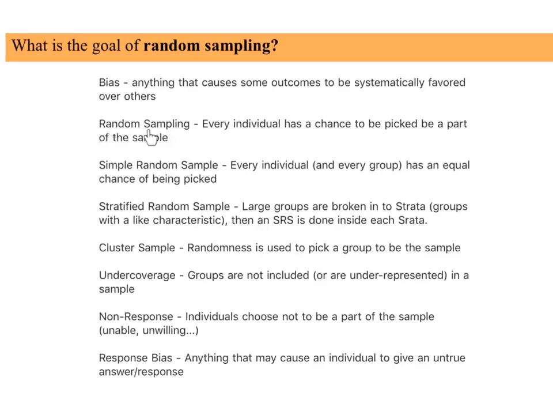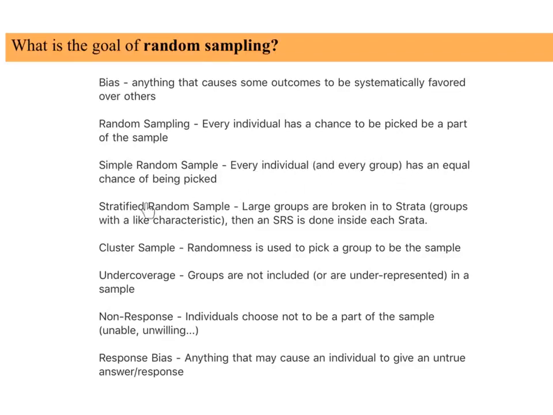Random sampling. So random sampling gives every individual a chance to be picked for the sample. Notice it's not an equal chance. So random sampling is anything where we incorporate randomness, but not everyone might have an equal chance of being part of our group. A simple random sample, every individual and every group has an equal chance of being picked. So this is kind of like our slips of paper or something. Every person has a chance. I'm going to come back to this every group in just a minute.